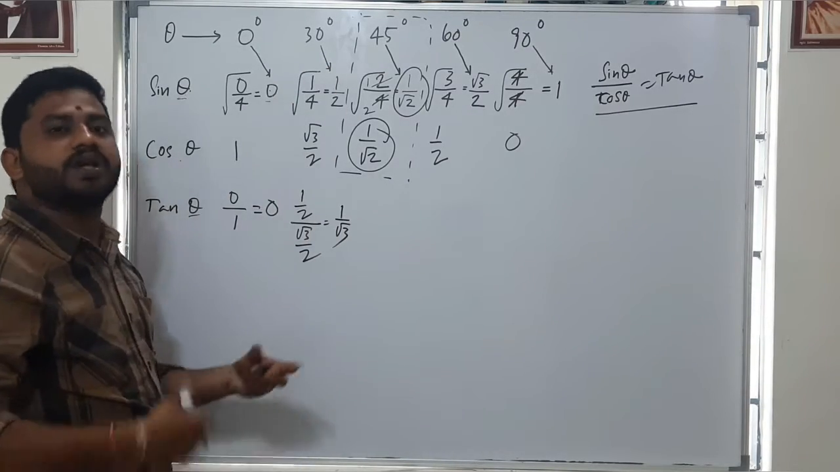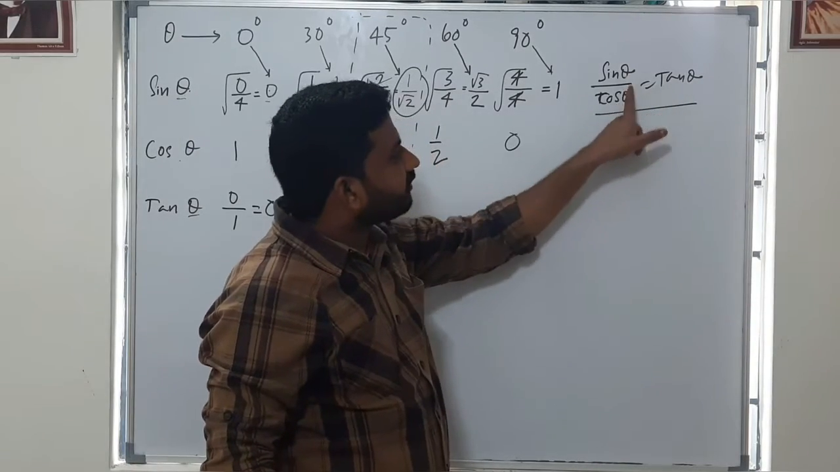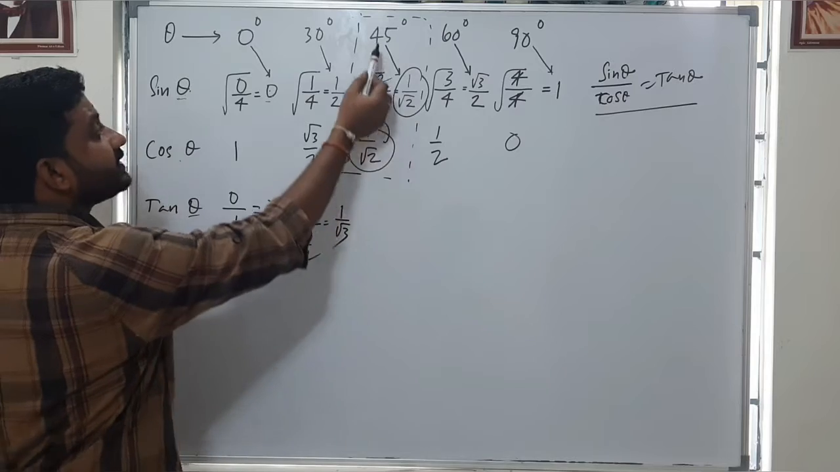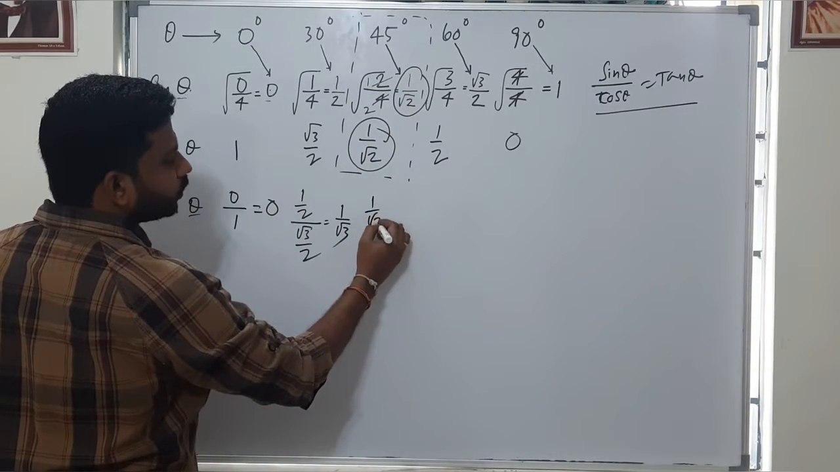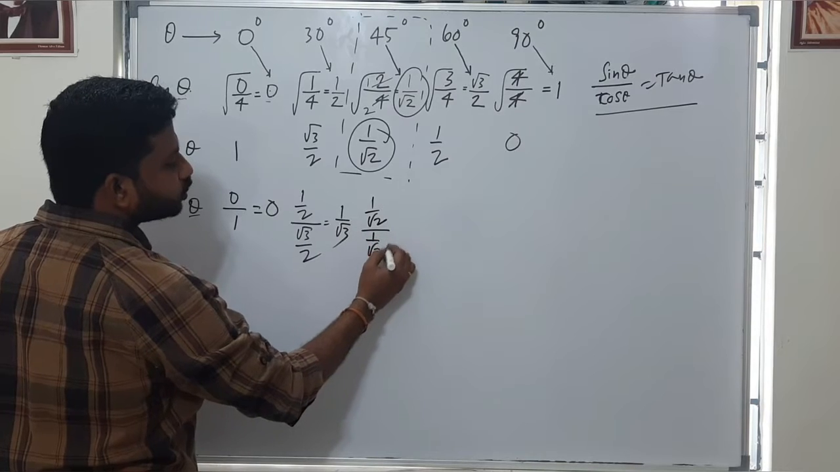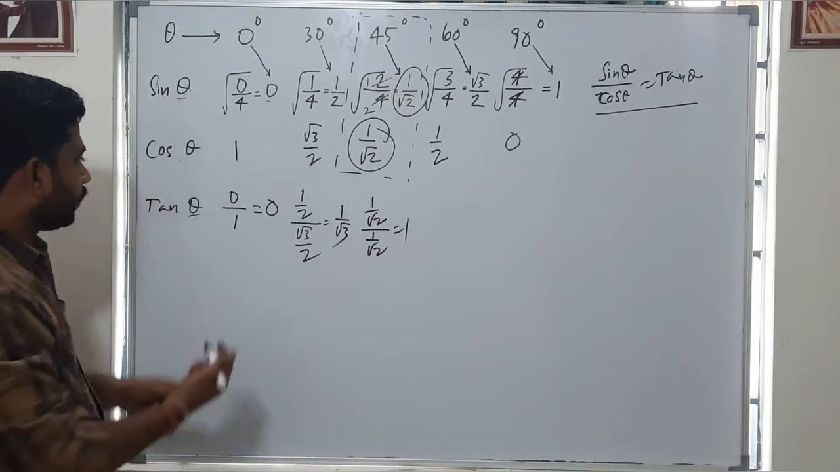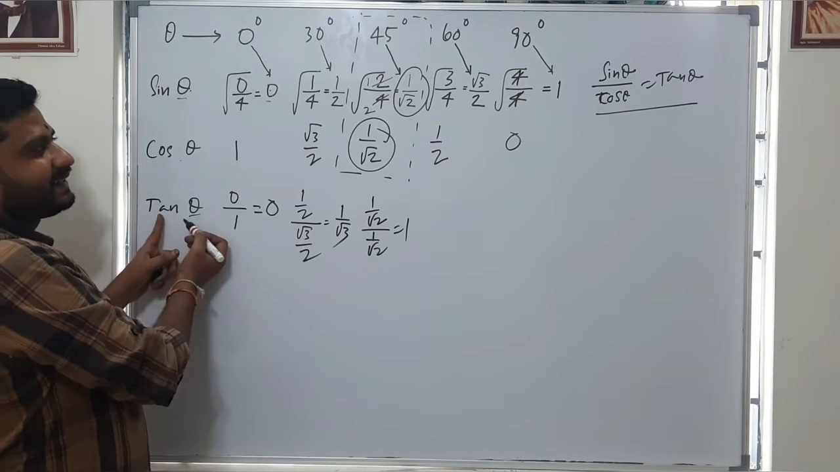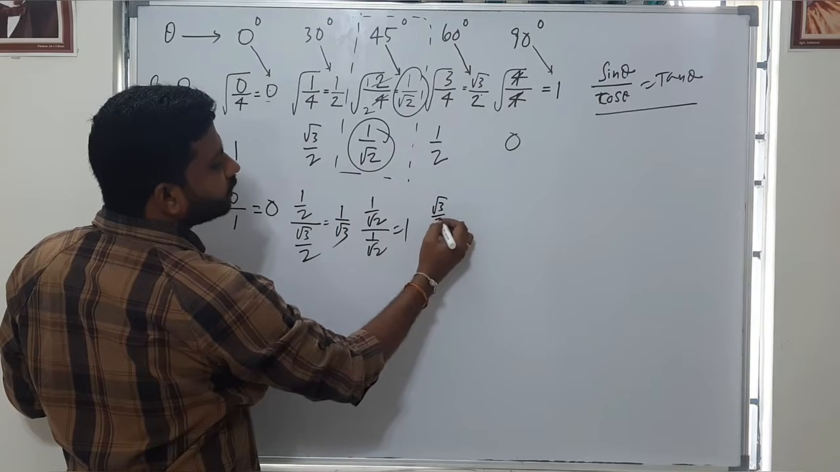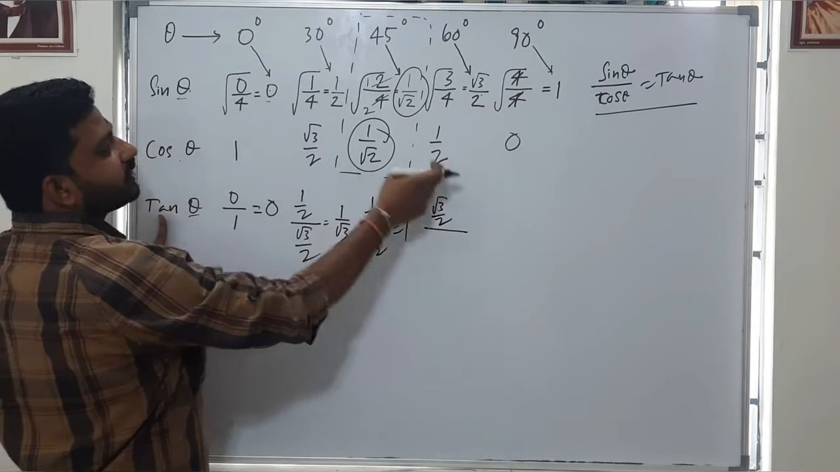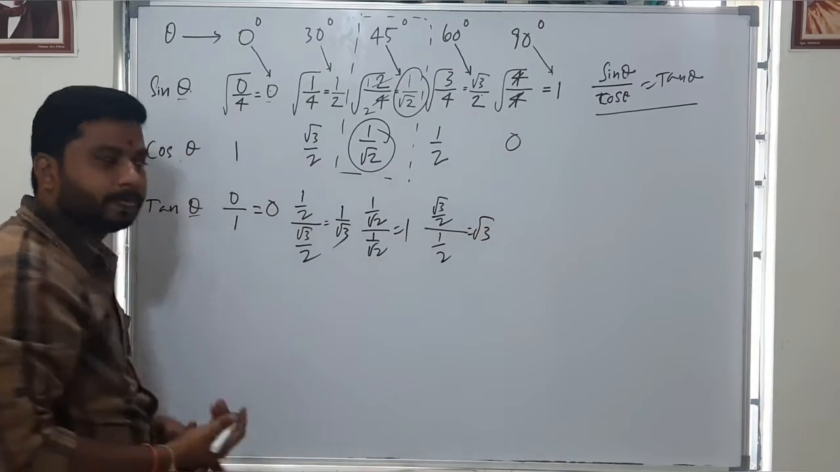Let's see, tan 45. Tan 45 is sin 45 by cos 45. Look here. Sin 45 is 1 by root 2, and cos 45 is also 1 by root 2. So it's 1. Okay. Now, tan 60 degrees. Tan 60 degrees is what? Sin 60 is root 3 by 2 divided by cos 60, which is 1 by 2, and the answer is root 3.